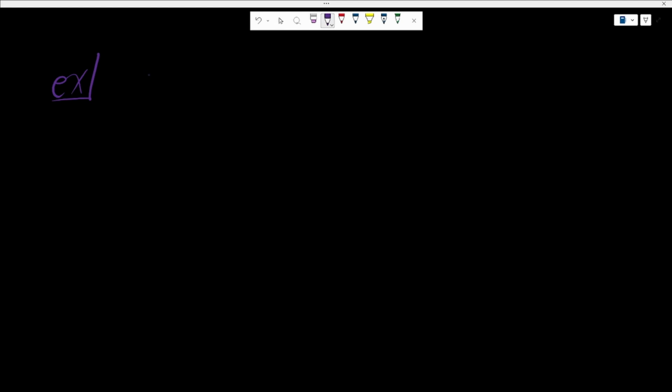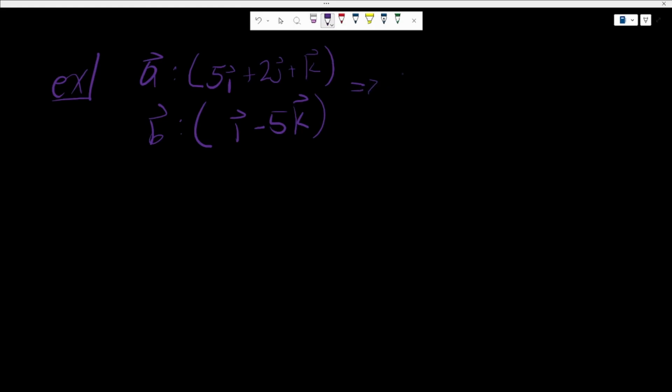So let's have our two vectors. We'll have vector A is equal to 5i plus 2j plus k. And vector B can be represented by i minus 5k. So let's find this dot product. As we can see, it's represented with the letter notation with the vector hats instead of with our brackets like these. So let's change that first in our problem so we can see what we're working with.